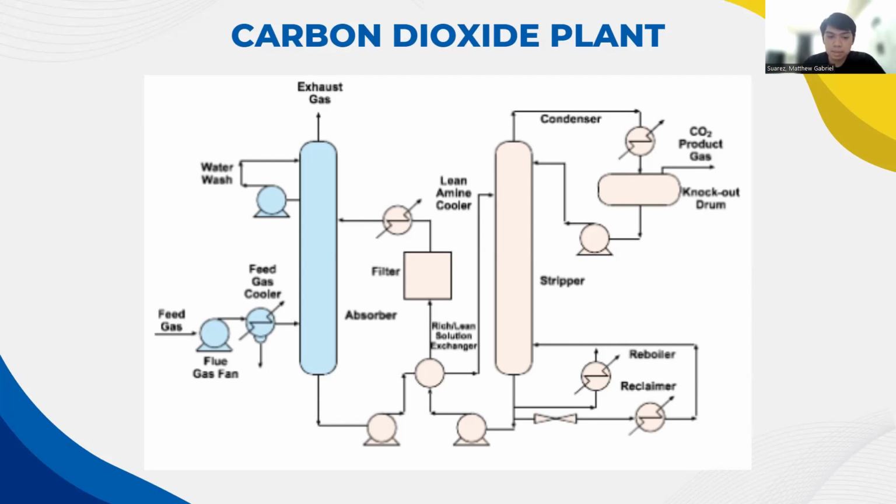And lastly is lean absorbent recycling. The lean absorbent solution, which now contains a significantly reduced amount of carbon dioxide, is pumped back to the absorber. This is achieved through the lean-rich heat exchanger and the cooler that lowers its temperature to match the absorber's operating level. This recycling of the absorbent ensures its continuous use in the absorption process.